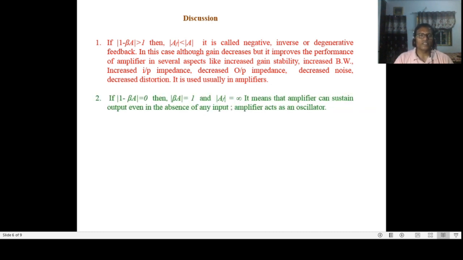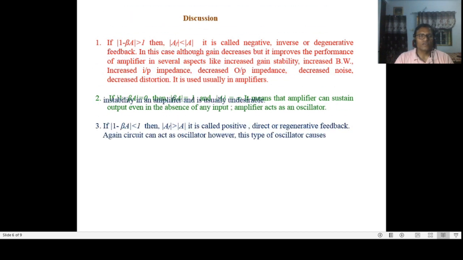Now if that quantity 1 minus beta A is equal to 0, in that case beta into A is equal to 1. So gain of the amplifier with feedback becomes infinite. It means that the circuit is able to provide the output even if there is no input present at its input. So this is the case of the oscillator, in which we do not apply any input, however, still the circuit is providing the periodically varying output signal or voltage.